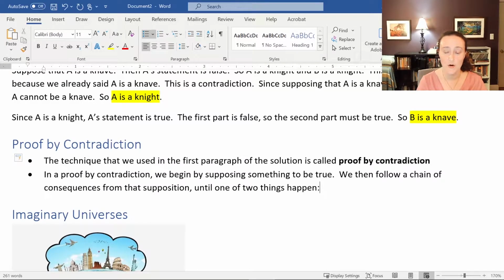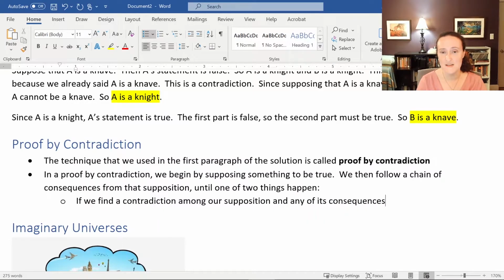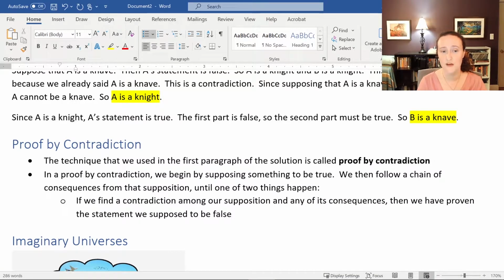Well, the first thing is what you saw already. Maybe we find a contradiction. We find something to be true that is absolutely impossible. If that's the case, then you know that your supposition cannot be correct because it leads to something that is impossible, and the impossible things can't be reality. It really doesn't matter what the impossibility was. It could be a contradiction between your original supposition and one of the consequences, or between two of the consequences. It really doesn't matter. Just anything that is impossible. So at that point, you have proven that whatever you supposed cannot be true. So you've proven that whatever you supposed is actually false.